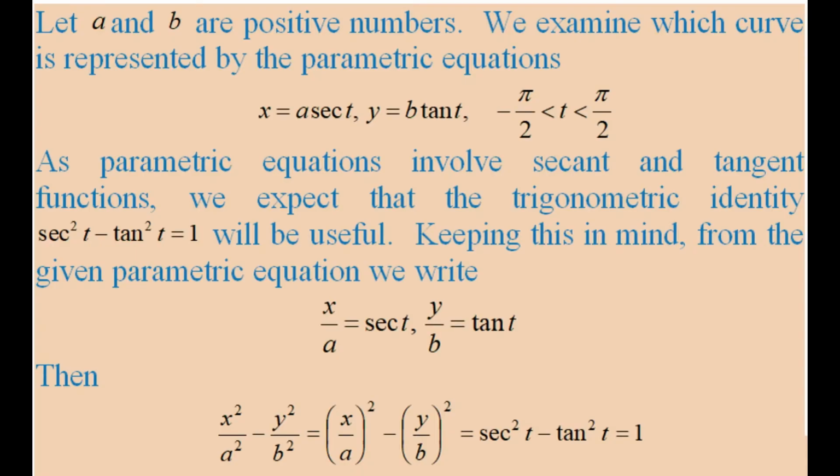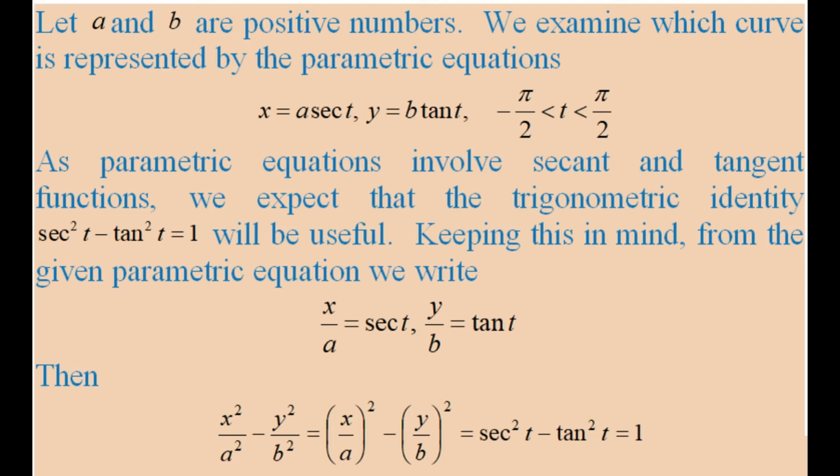Let a and b be positive numbers. We examine which curve is represented by the parametric equations x = a sec t and y = b tan t, where minus pi by 2 is less than t is less than pi by 2. As the parametric equations involve secant and tangent functions, we expect that the trigonometric identity sec square t minus tan square t = 1 will be useful.